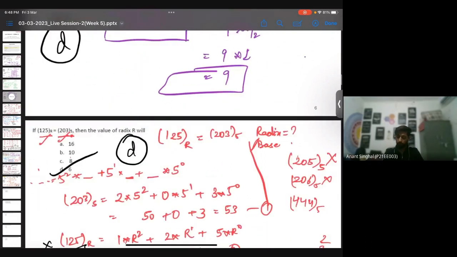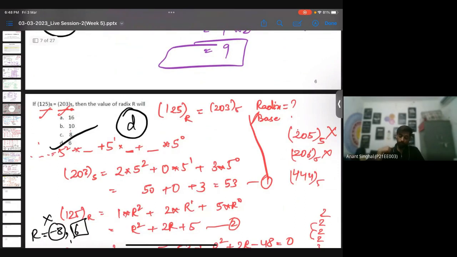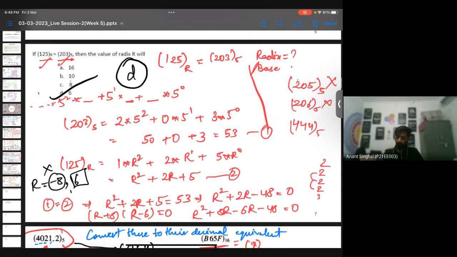It was quite basic. Then there was a question where we needed to find a different base in the number system so that these two numbers can be equivalent. So 125 will be equivalent to 203 to the base 5 in some other radix system. We calculated by simple equations, and by equating them we found that if we take the base 6, then 125 to the base 6 will be equal to the 203 that is given in the question to the base 5.